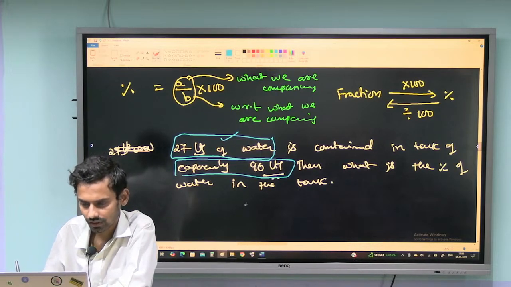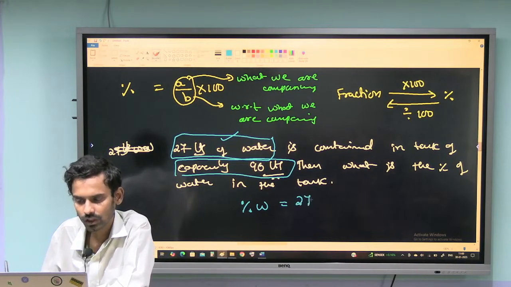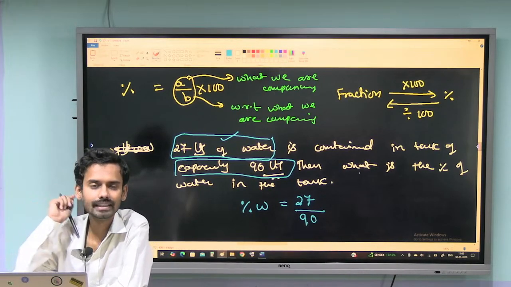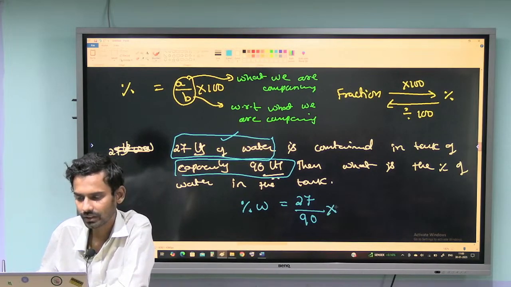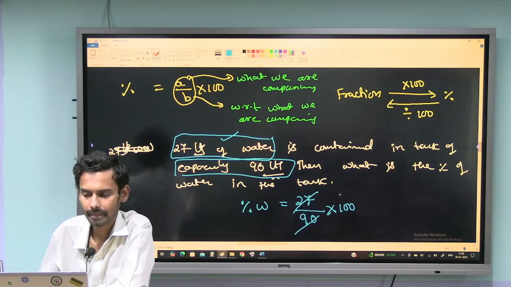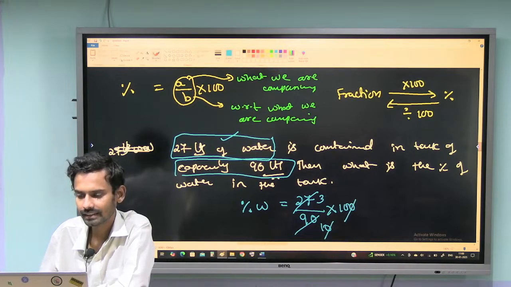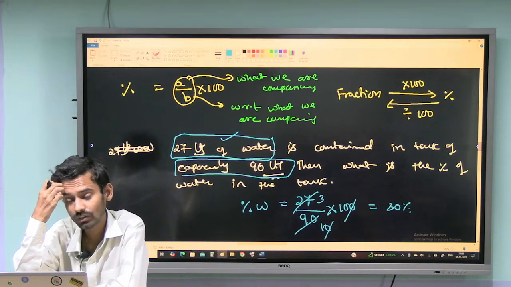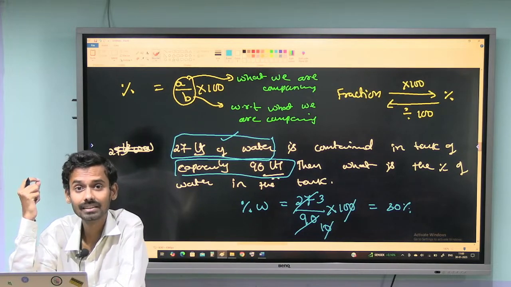So can I say the percentage of water is nothing but how much water is there with respect to the total capacity of the tank, which is 90, and this 27 by 90 will be the fraction. In order to convert it into percentage, I need to multiply it by 100. If you cancel this, what will you be getting? This is 3 and this is 10. Again, cancel the zeros, you will get 3 into 10, that is 30%. So if a tank of capacity 90 liters has 27 liters of water, it simply means it is having 30% of the water.